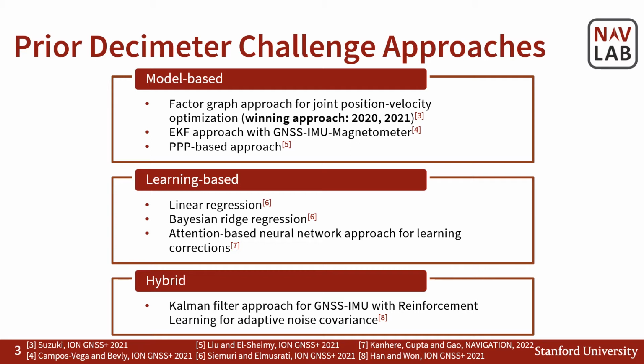Some people have also tried to apply post-processing methods such as PPP to improve the positioning accuracy. On the other extreme, we have learning-based methods, where some prior works have explored regression techniques such as linear and Bayesian ridge regression, or attention-based neural networks that learn positioning corrections in an end-to-end manner. There's also one notable work that utilized a hybrid approach. Specifically, this work used a Kalman filter to couple GNSS with IMU measurements and used reinforcement learning to adaptively tune the noise covariance.